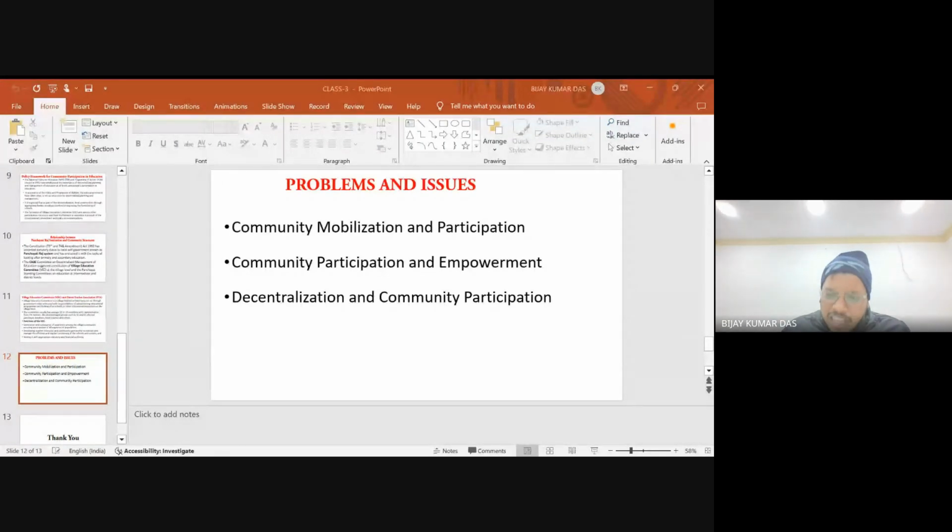And we can say that the current practice of community participation is too limited in comparison to community development programs and policies implemented during the initial phase of the post-independence period. What happened earlier has now reduced.